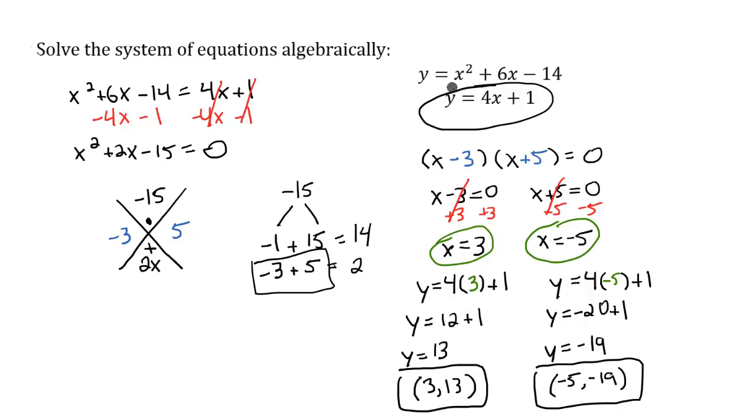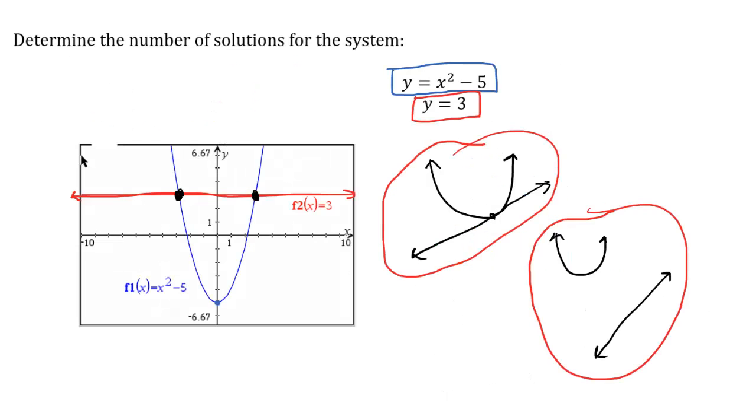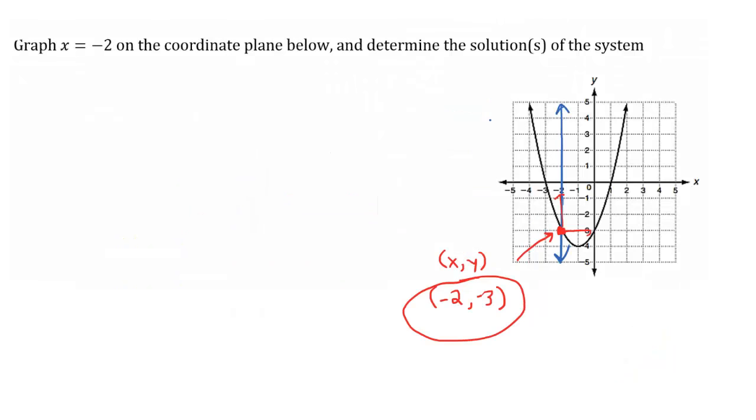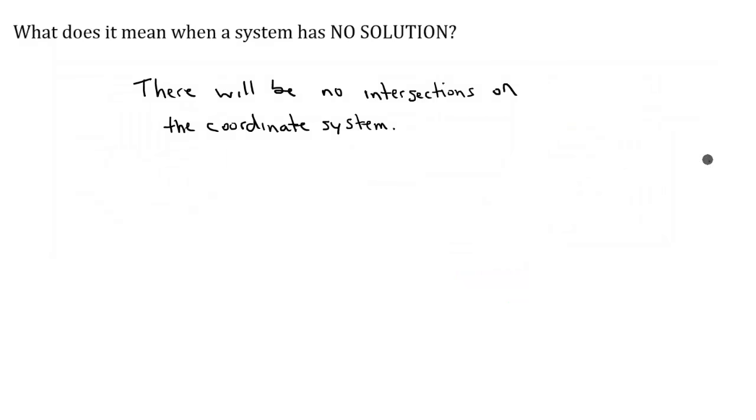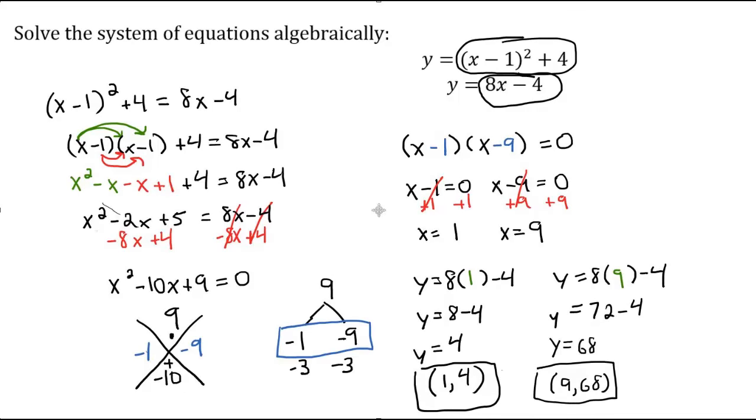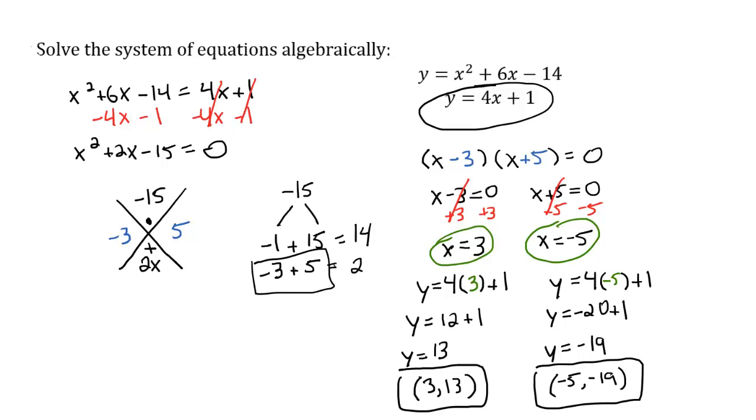So if I graphed this parabola and this line, they're going to both intersect at these 2 points. Now, to recap, our first question was dealing with the number of solutions to a system. My second one was just determining the solution in this coordinate system. My third one was just asking me to explain what the no solution situation was. And then we had a system of equations that we needed to solve algebraically, followed up by another one.